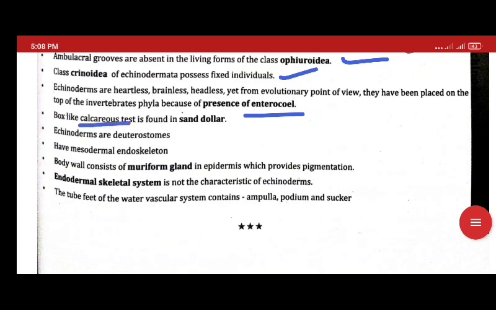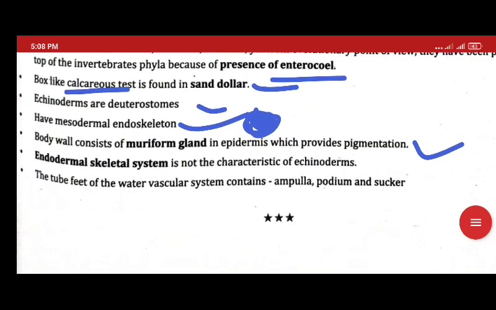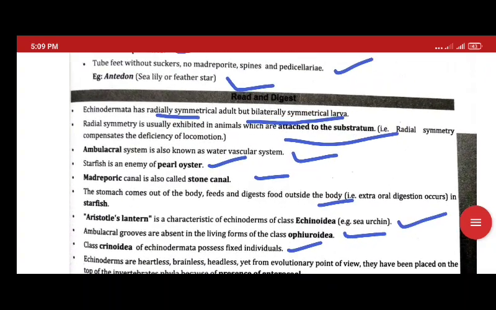Calcareous test is found in sand dollar. Echinoderms are deuterostomes, meaning development starts from the anus. They have a mesodermal endoskeleton; endoskeleton is only present in echinodermata and chordata. The body wall consists of mucous glands in the epidermis, with pigmentation. The water vascular system has tube feet, containing ampulla, podium and sucker. So this was our echinodermata phylum.